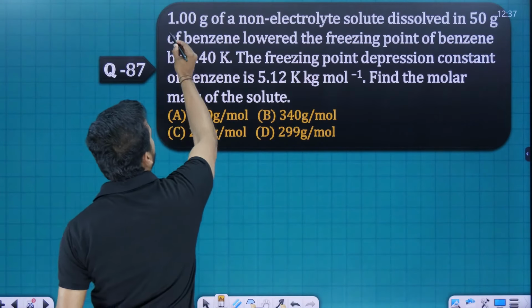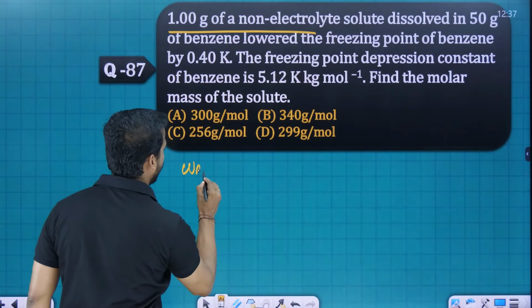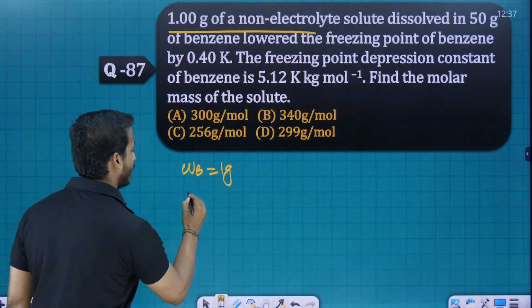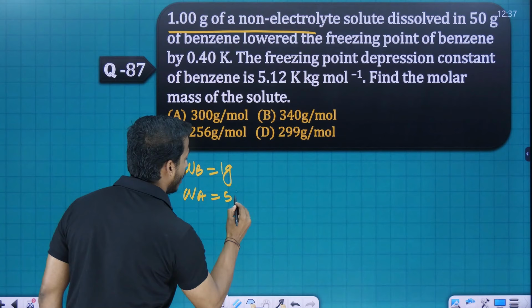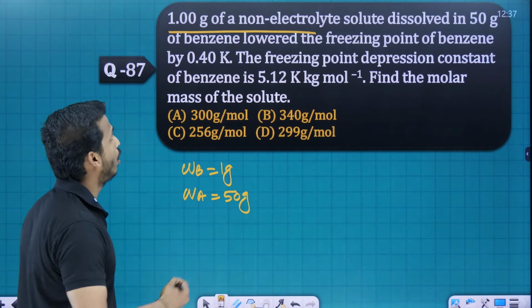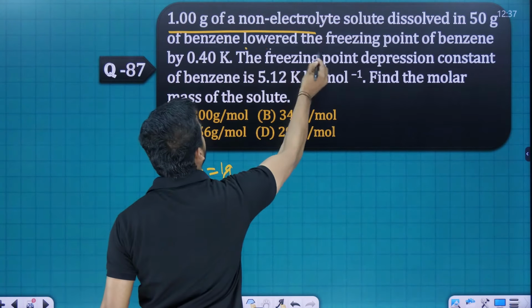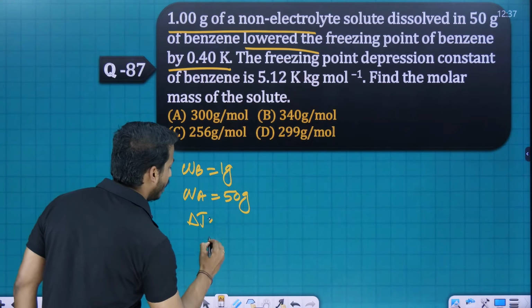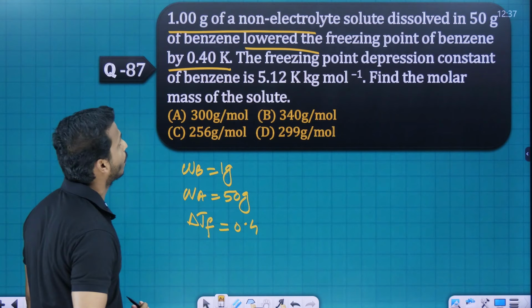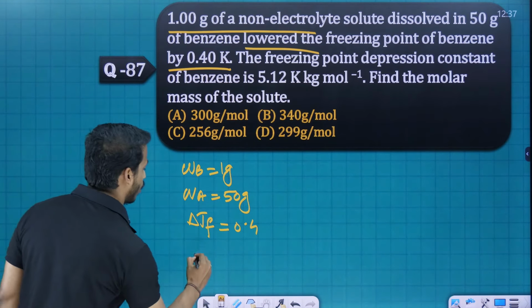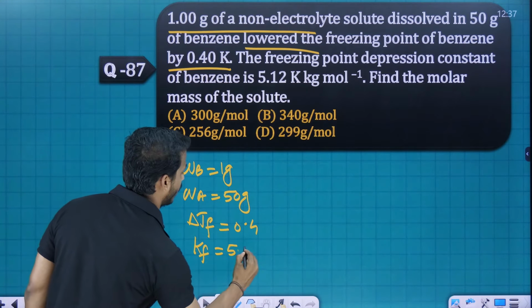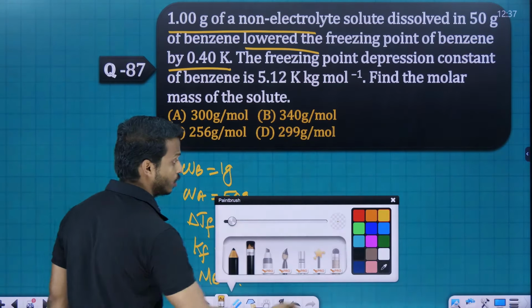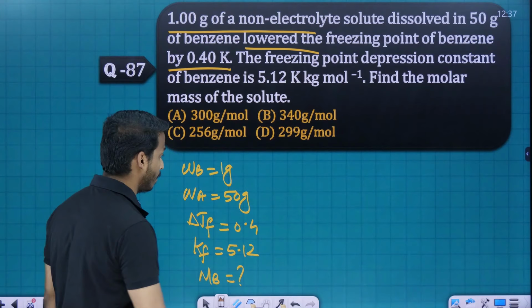Question 87: 1 gram of non-electrolyte, so weight of solute is given 1 gram, was dissolved in 50 gram benzene, so weight of solvent is 50 gram. It lowered the freezing point of benzene, lowering of freezing point, that means delta TF is given 0.4. The freezing point depression constant KF is 5.12. Find the molar mass of the solute. Again MB. These all are NCERT questions, okay.